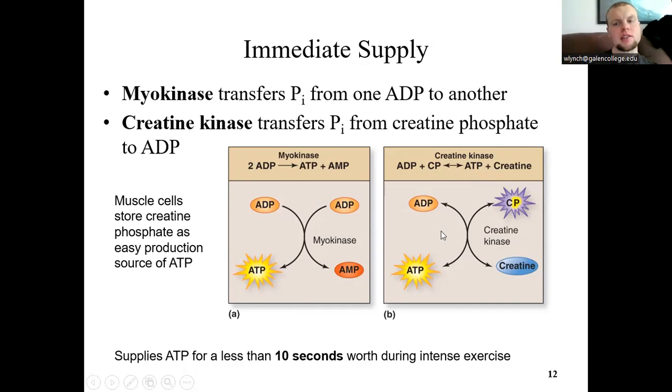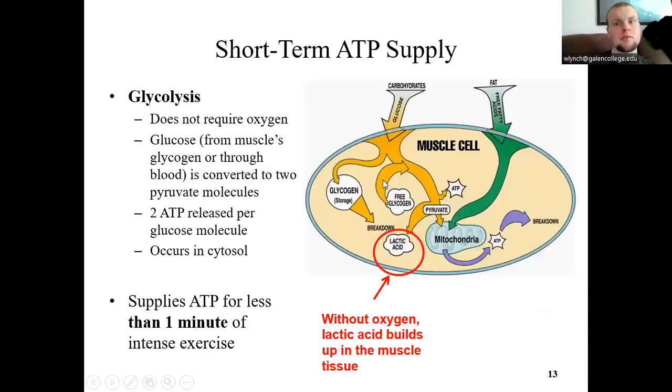For creatine kinase, this again is going to be an enzymatic activity. In this case, we're transferring an inorganic phosphate from creatine to ADP. So instead of taking it from another ADP, we're taking it from creatine. We're moving that phosphate off onto ADP, and you have creatine left over as a byproduct. This immediate supply, this immediate phosphate transfer is only going to last about 10 seconds or so.